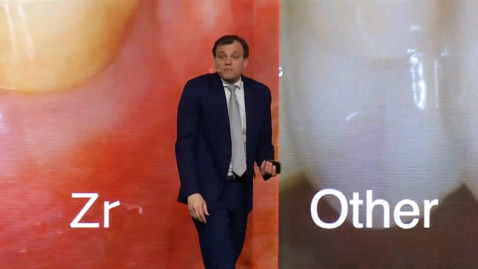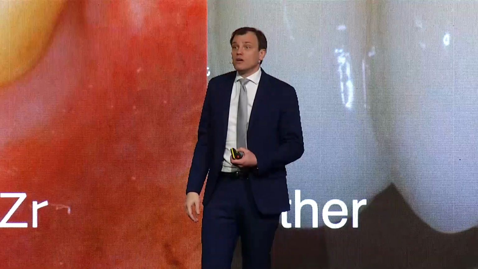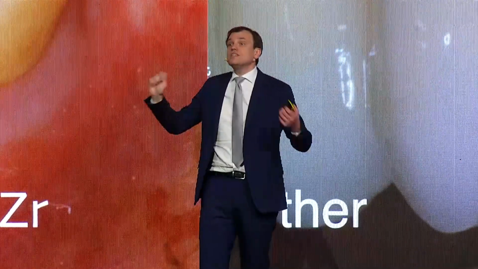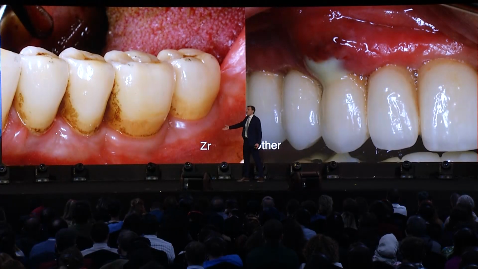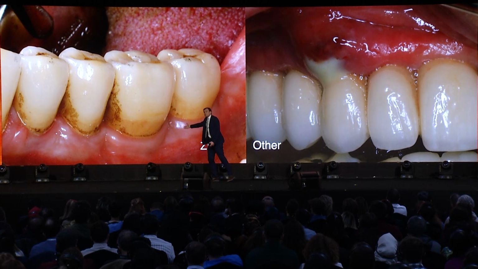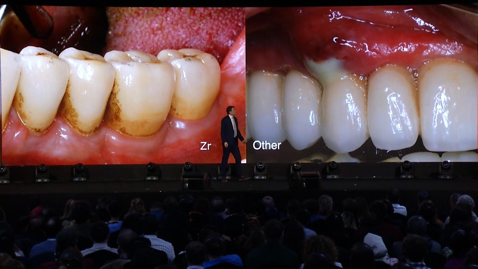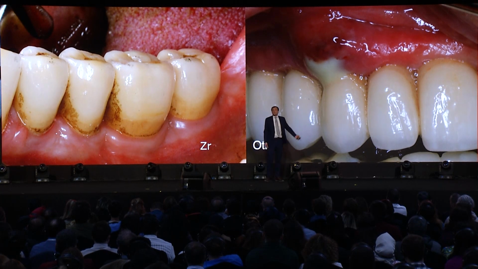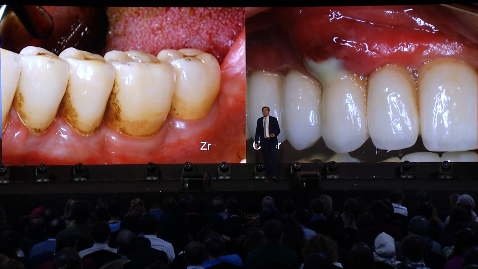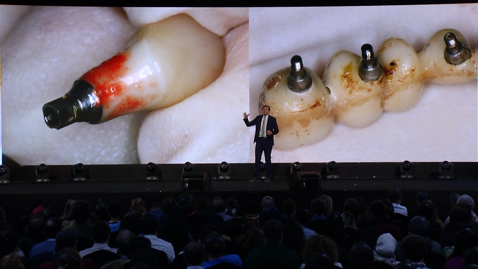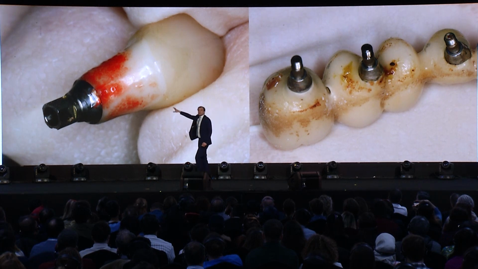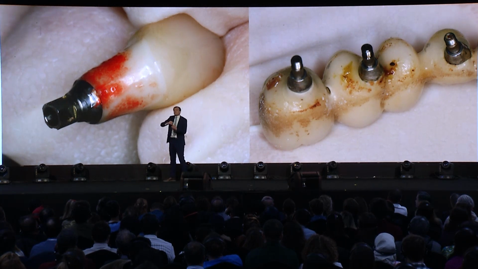So maybe that's the material we should be using, because it is obvious that the reaction of the tissues is different. Now here you can have zirconia, you can see tissues look like glued to the surface. Here you have another material which doesn't look that nice. These pictures tell us so much, because here what you can see, it's not blood. It's remnants of the tissues.